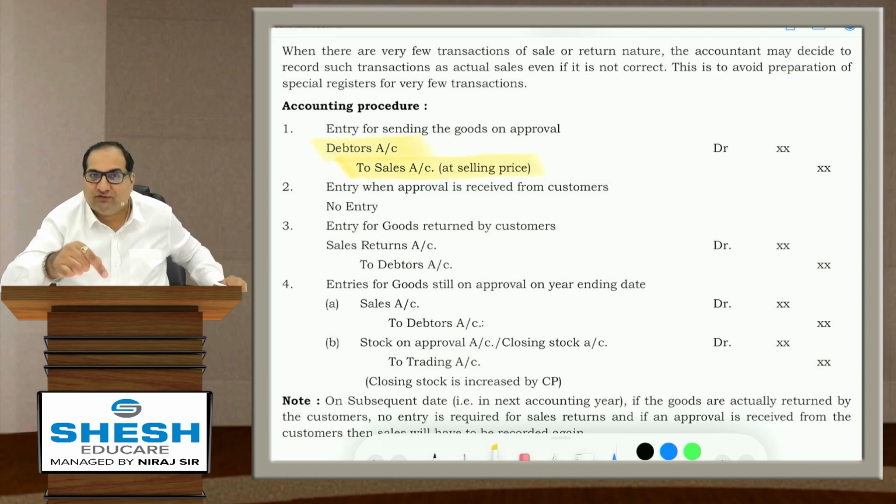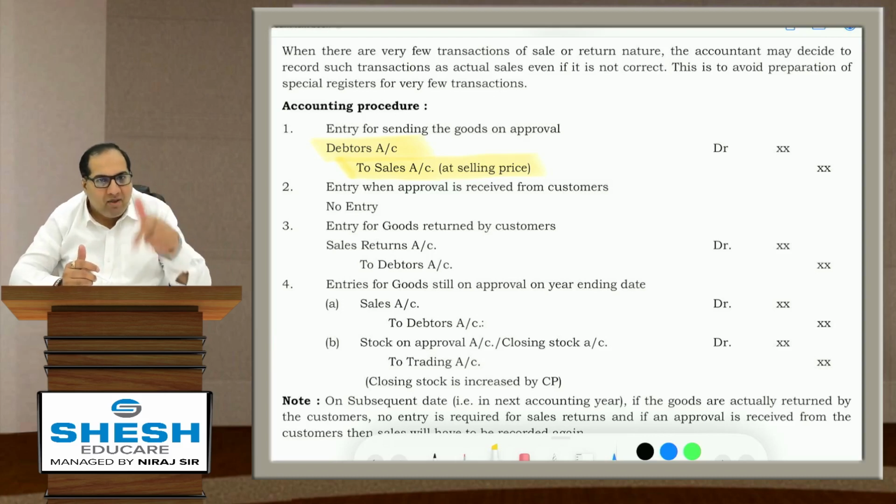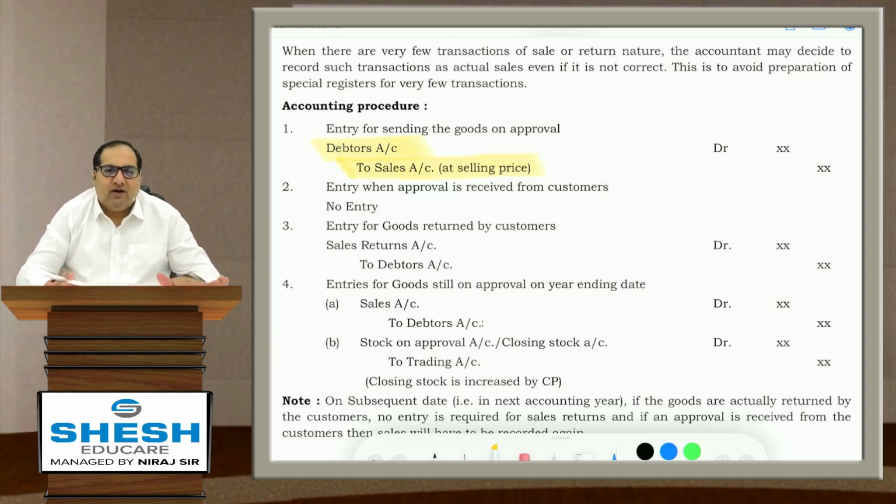Once you say it is not my sales for the year, reverse it from sales. And it is not your sales for the year. That means it is not goods sold, which means it is goods unsold, and your closing stock. So I will be passing two entries: sales account debit to debtors account, and then closing stock account debit to trading account. Check.